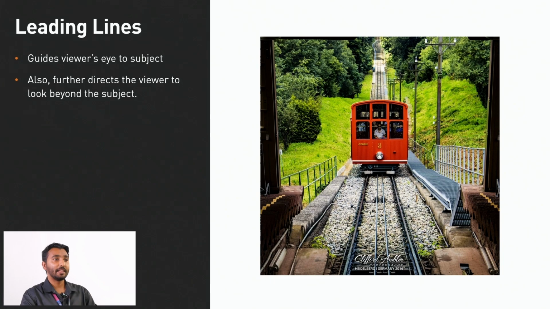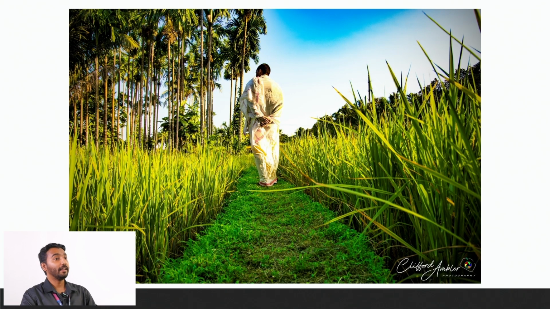These are lines in an image that guide the viewer's eye to the main subject, such as roads, rivers, or architectural lines. In this image, I use the path in the field as my leading lines. Leading lines are also used to make the viewer see what's ahead beyond the subject.